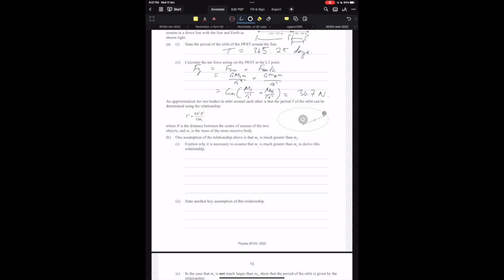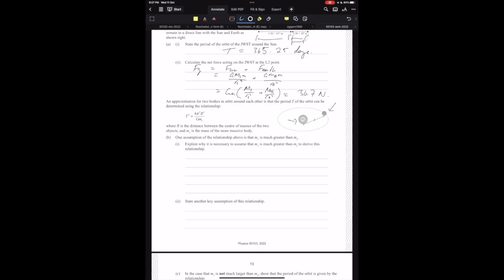Now in your studies of physics to do with orbits, this should be familiar to you as it should be one of Kepler's laws that you derive. Okay, but moving on to part B, one assumption of the relationship above is that M1 is much greater than M2. So M1 is this thing in the middle, M2 is this thing on the outside. And then part 1 says, explain why it is necessary to assume that M1 is much greater than M2 to derive this relationship.